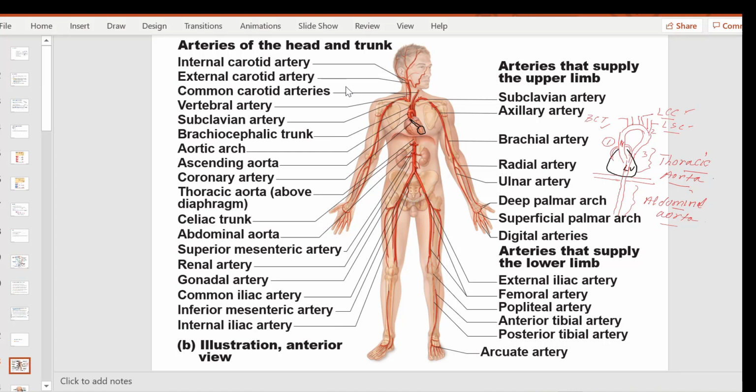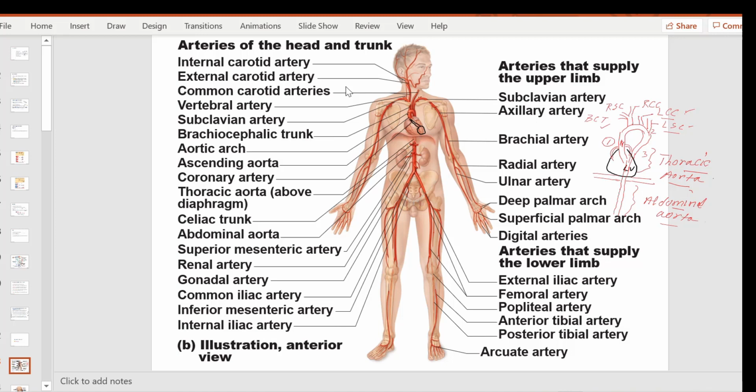So where are the right common carotid and right subclavian? They are the branches or divisions of the brachiocephalic trunk. So now you see the brachiocephalic trunk. Trunk means short artery, so it divides immediately after the trunk is formed. So here the brachiocephalic trunk divides into right common carotid and right subclavian.